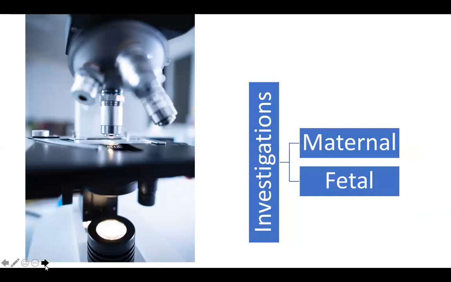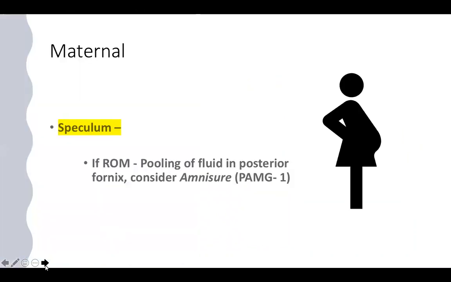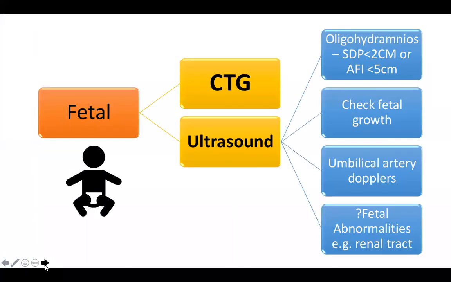The investigations for oligohydramnios can be broken into maternal and fetal investigations. Maternal investigations on speculum: if there's rupture of membranes present, there'll be pooling of fluid in the posterior fornix. We could also consider the AmniSure test for this. For fetal investigations, the two main ones are CTG and ultrasound. CTG just to check if the baby's in any fetal distress. Ultrasound, again, for the diagnosis of oligohydramnios. We could check the baby's growth. We could check blood flow to the baby with umbilical artery Dopplers. We may see any structural fetal abnormalities, for example, renal tract structural abnormalities.